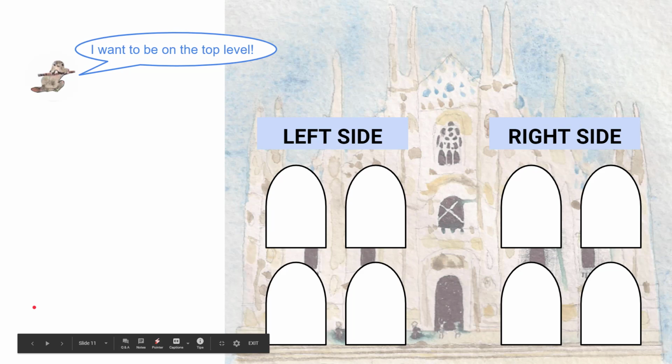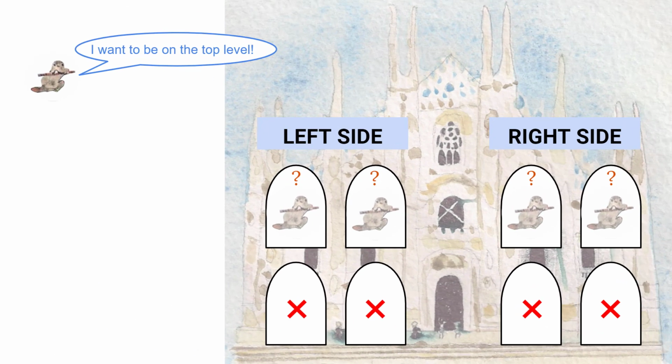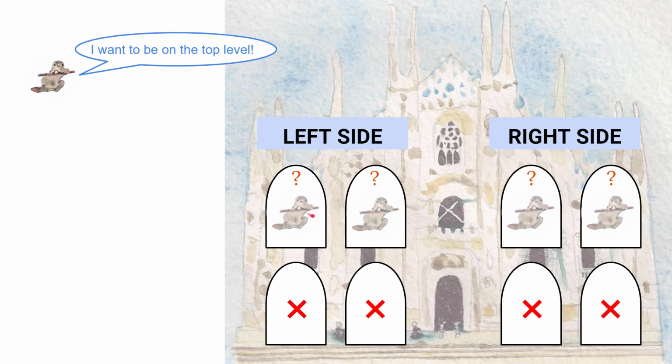You have the game board and you have the animal tiles. Let's look at these requests. The beaver said, I want to be on the top level. So what you would do is you rule out these 4 windows because they are on the bottom level. And then you would place the beaver either here, here, here, or here. So this is incomplete information. You don't know that yet.